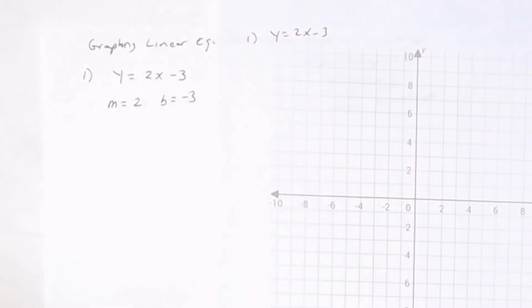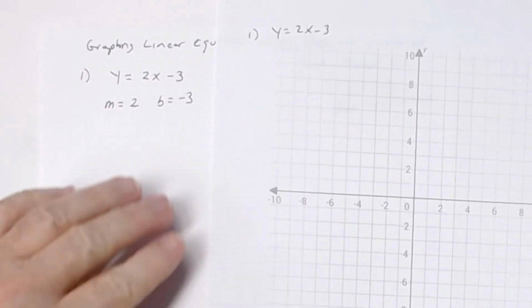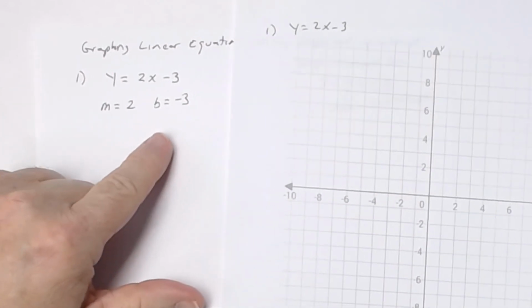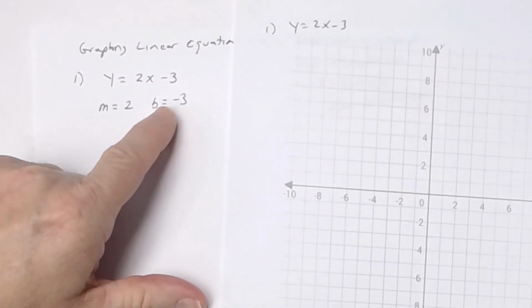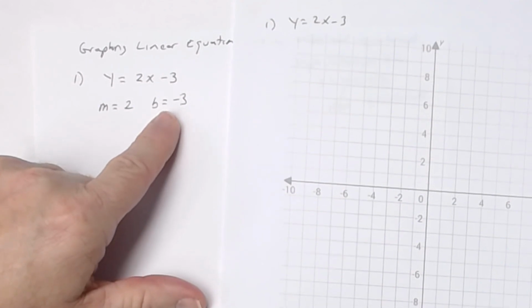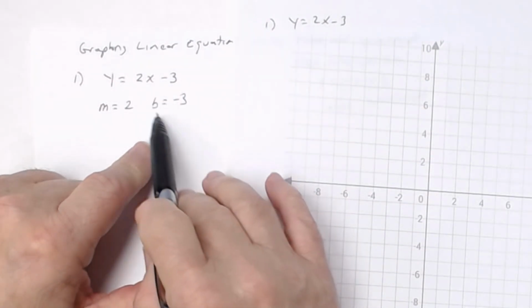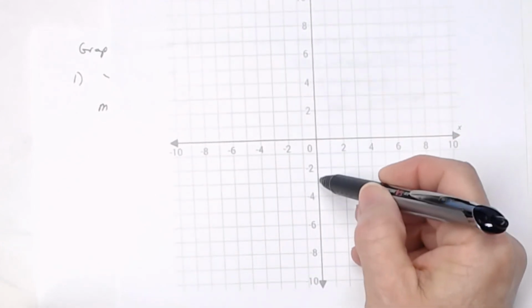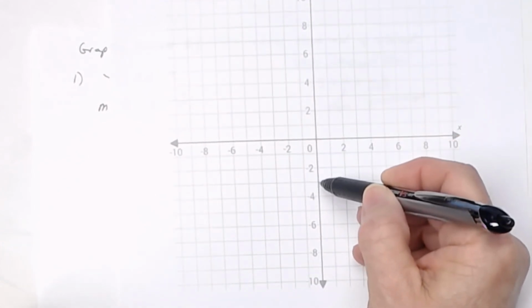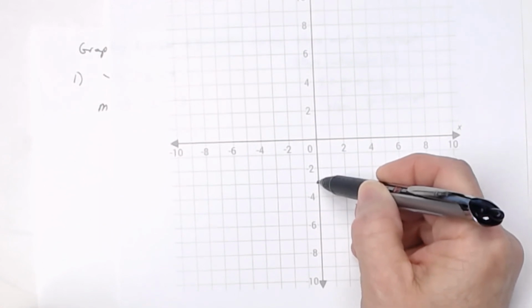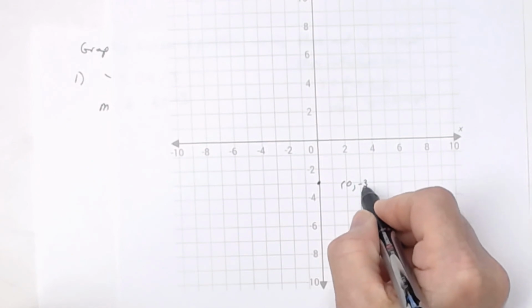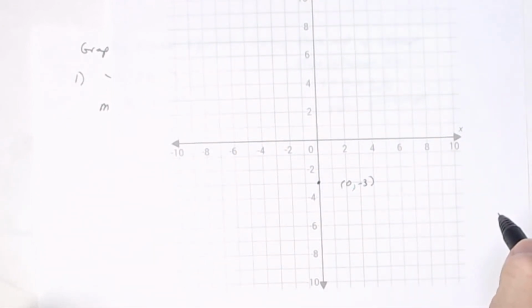To graph this, we need to first of all plot. Remember, to graph a line, we need at least 2 points. The y-intercept is one of those points. So first thing you need to do is plot the y-intercept. The graph crosses the y-axis at negative 3, so we'll go along the y-axis and plot the point at negative 3. So here's where my y-intercept is. If I label this, it's going to be (0, -3). So x is 0, y is negative 3.